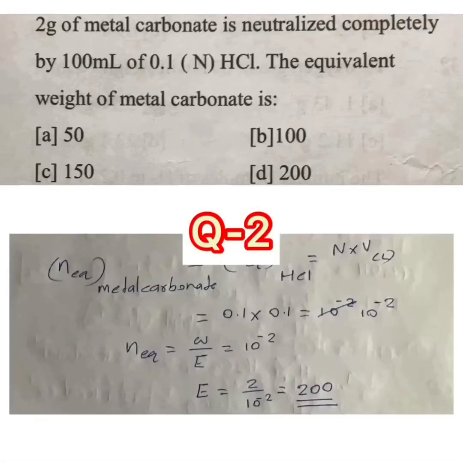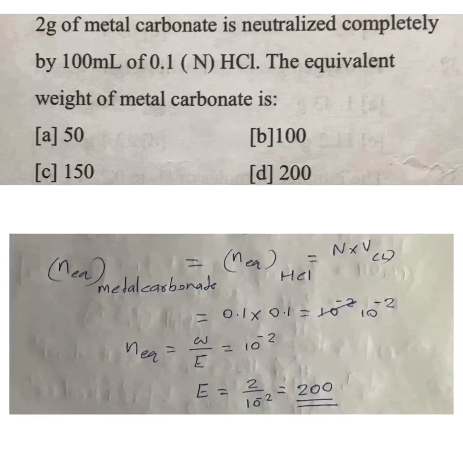In this question, metal carbonate undergoes complete reaction with HCl. That means the number of equivalents of metal carbonate equals the number of equivalents of HCl. We can calculate the number of equivalents of HCl by multiplying its normality by the volume in liters. That will equal the given mass divided by the equivalent mass of metal carbonate. The given mass of metal carbonate is 2, the number of equivalents is 10 raised to minus 2. So we can calculate the equivalent mass of metal carbonate, 200.